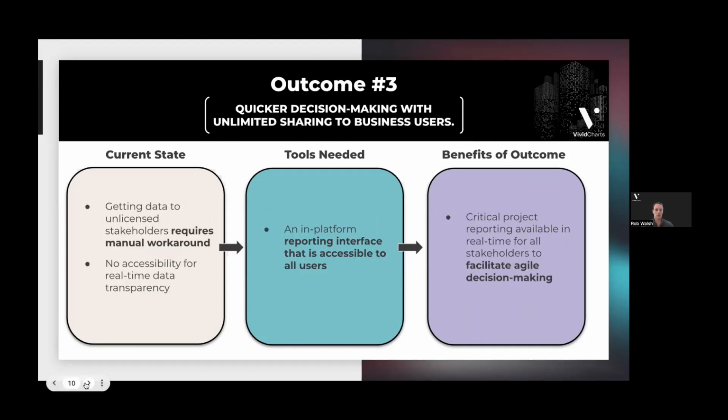All right, and outcome number 3, quicker decision-making with unlimited sharing to business users. So the barriers here, getting data to unlicensed stakeholders requires manual workaround, right? Why do we end up in PowerPoint? One, maybe it just is the aesthetics.